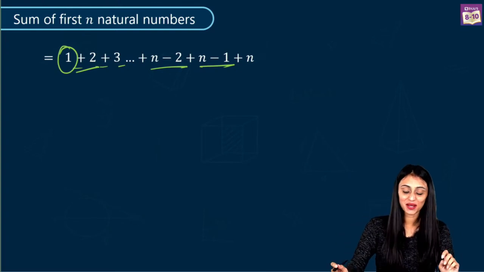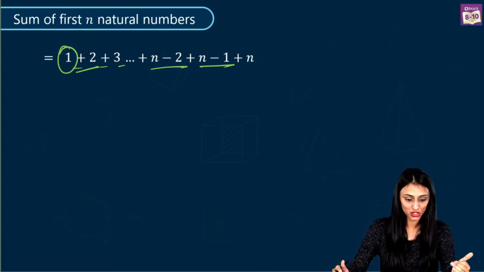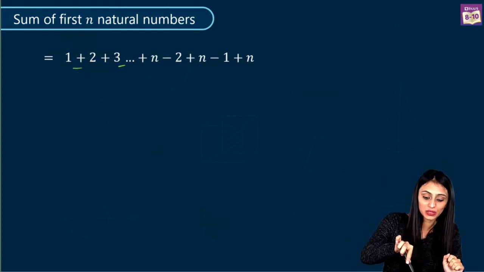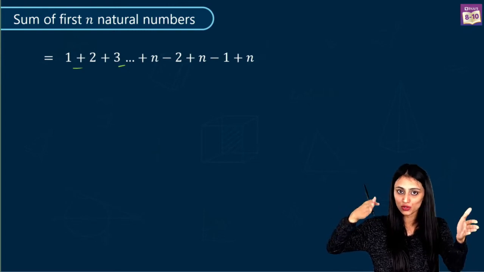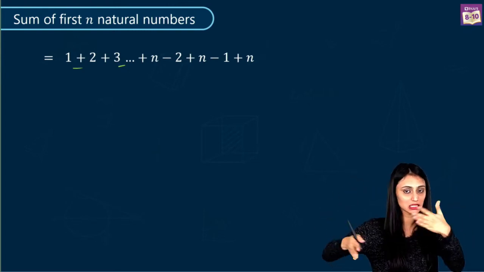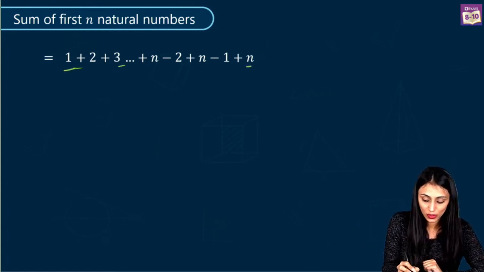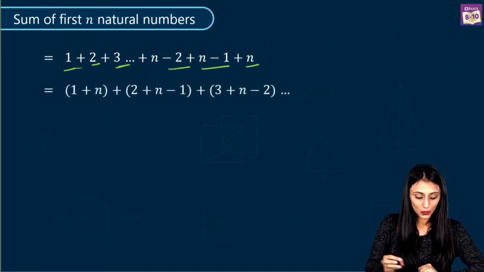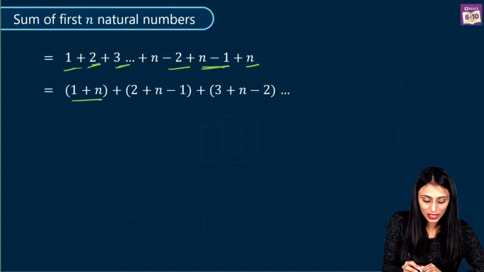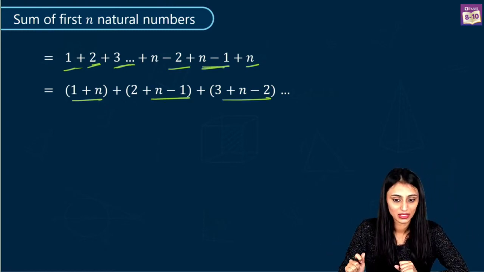So to find the sum of the first n natural numbers, let's arrange them according to the trick that we just learned. What we did in the previous slide, you remember, we added the first term with the last one, second with the second last, third with the third last. Same thing I'm going to do here. So what do we get? We get 1 plus n, 2 plus n minus 1, 3 plus n minus 2 and so on like this.